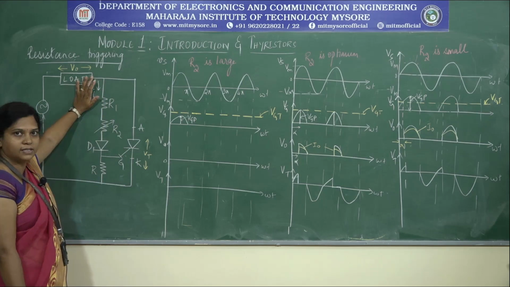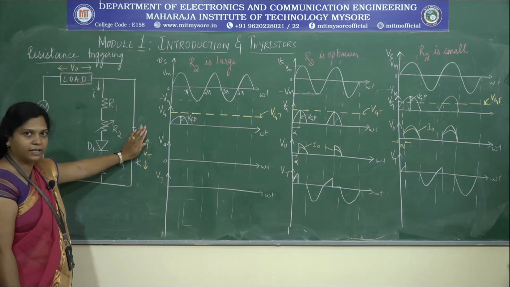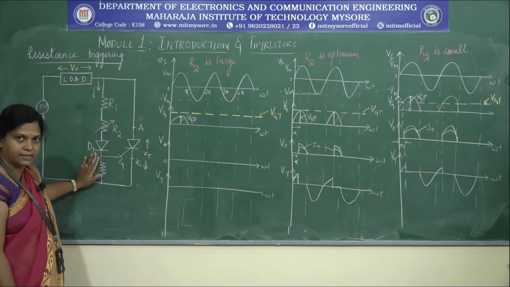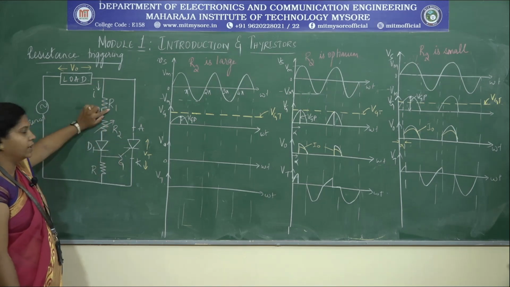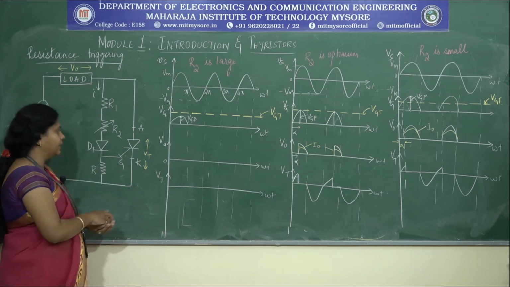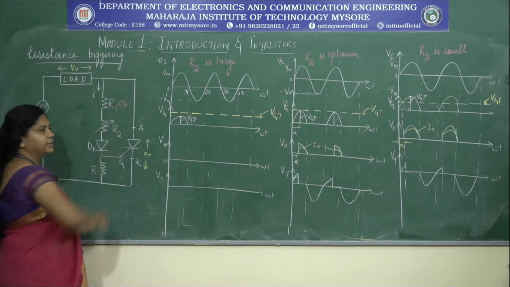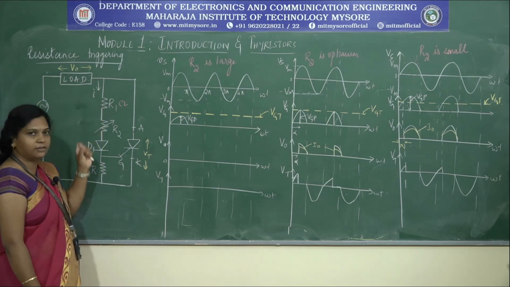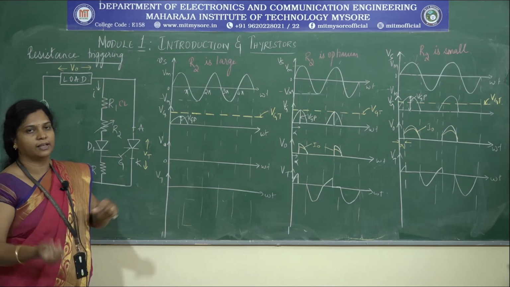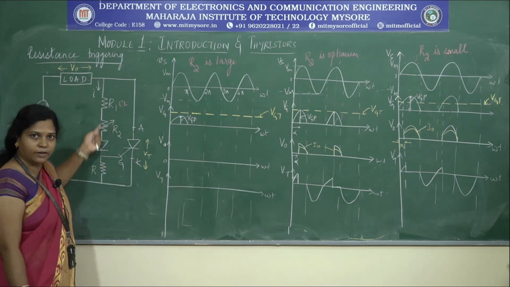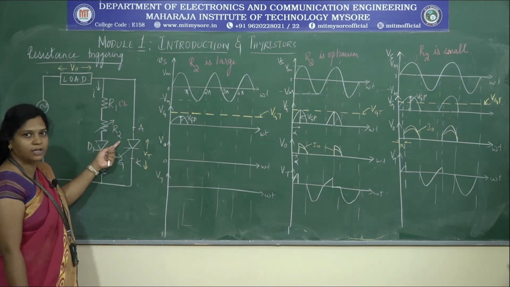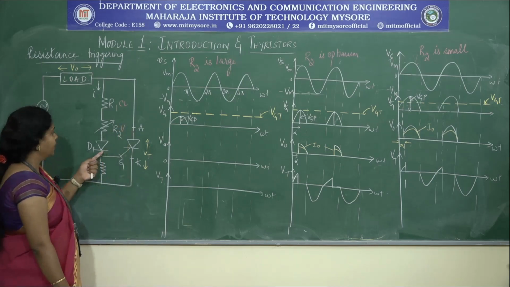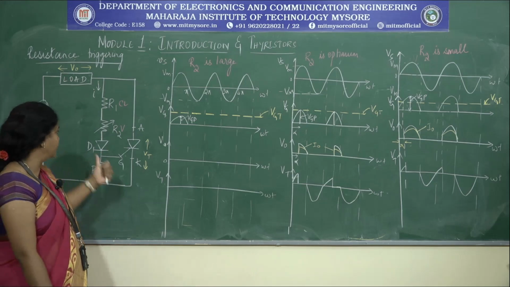In the resistance triggering circuit, we have the thyristor, and to its gate circuit we are going to connect resistances. Here R1 is the current limiting resistor. It limits the current flowing into the circuit, and R2 is the variable resistor. In order to increase or decrease the value of current flowing into the circuit, we use the R2 resistor, which is nothing but a variable resistor. And here we are going to use a diode D.